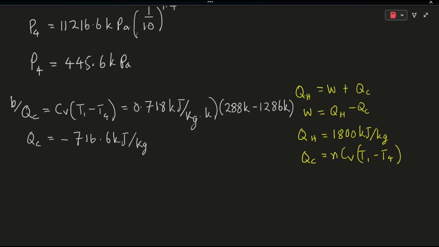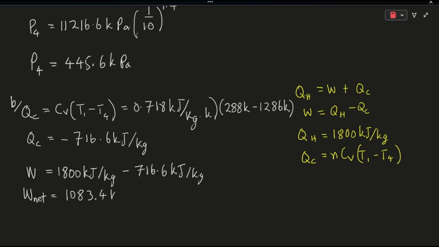So our net work output, so it means that 1,800 kilojoules is absorbed by the system, 1,083.4 kilojoules is used to do work, and 716.6 is considered to be the unused amount of energy, or lost by the system.